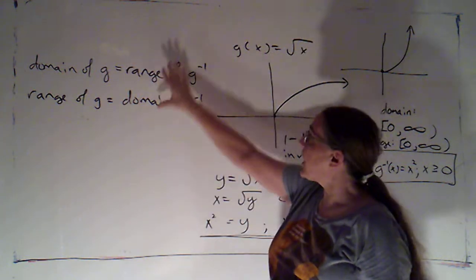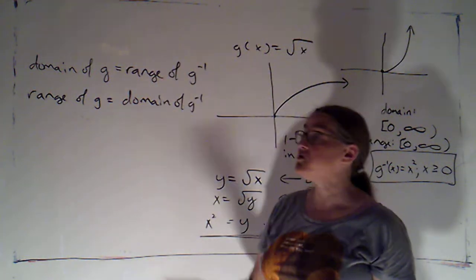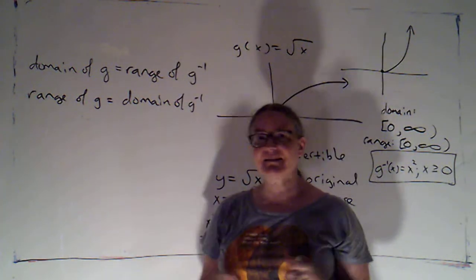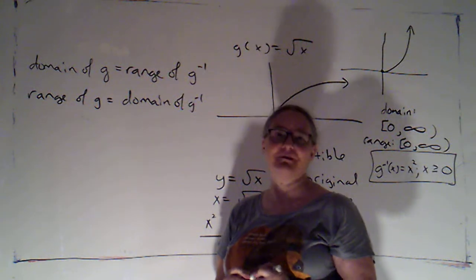Okay. So that's nice. And if you have a pair of functions and you can see that that relationship is not satisfied, that's going to tell you they can't possibly be inverses of each other.